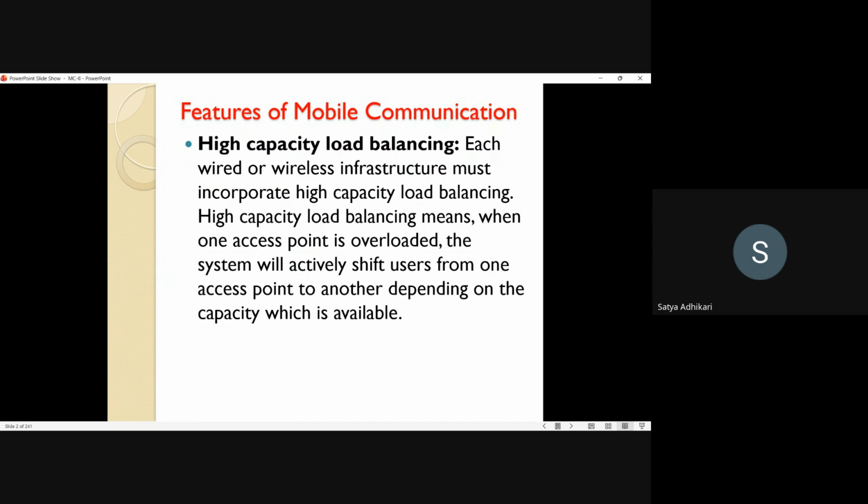When data is traveling from a source to a destination, the sender machine is referred to as the source, and the receiving machine is referred to as the destination. When data is traveling from the sender to the destination, there may be different paths. There is not a unique path. So if one path is busy, or the access point is overloaded or busy, automatically the system will actively shift.